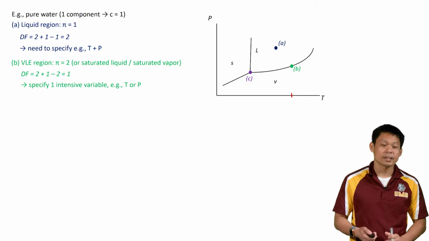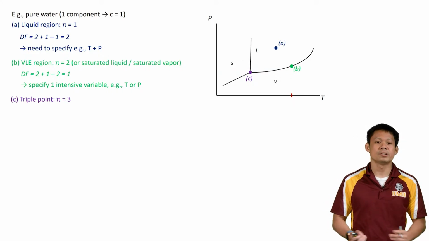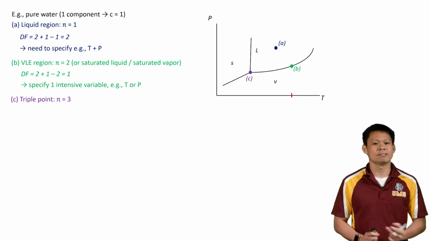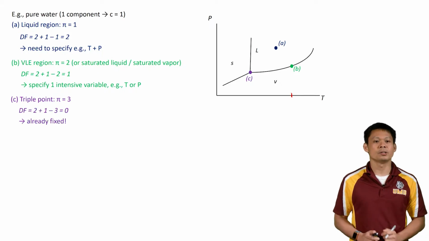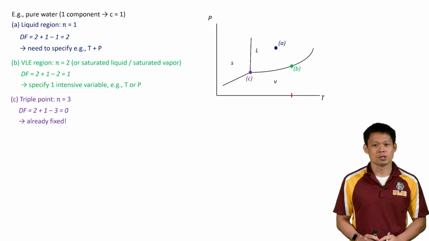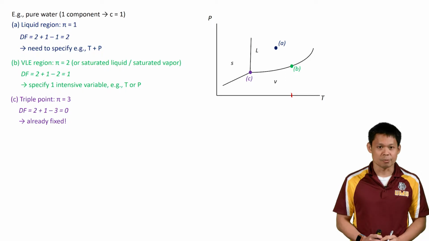All right, so now looking at the triple point, now we have 3 phases coexisting. Both solid, liquid, and vapor are coexisting. Putting it into our degree of freedom, we have a degree of freedom of 0. There's nothing for us to specify. It is at a fixed temperature and pressure. We cannot specify anything for our triple point.